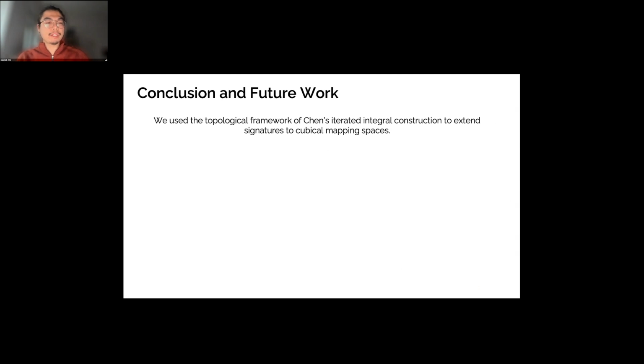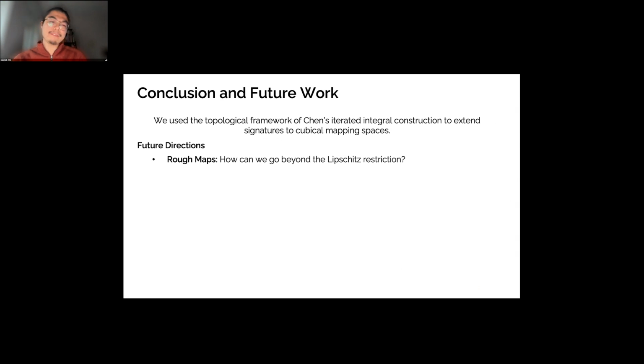So just to conclude and summarize, we used the topological framework of Chen's iterated integral construction to extend the signatures to cubical mapping spaces. And I think there's some very interesting directions for future work here.